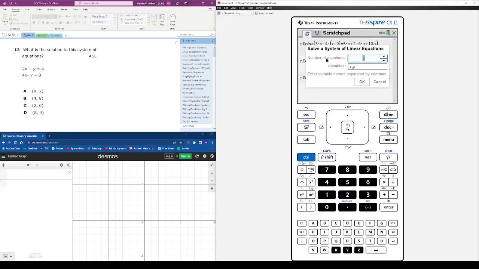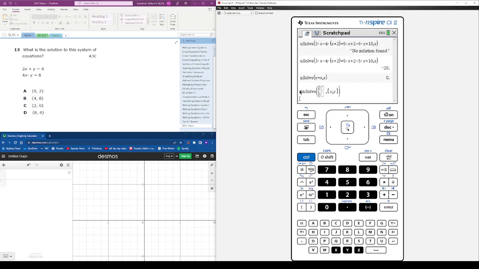So we're going to go to Algebra, Solve System. Our number of equations is 2. So we've only solved systems of equations that have 2 variables in 2 equations. In Algebra 2, you may do a higher number of variables. Our variables are x and y, so I'm going to hit enter.